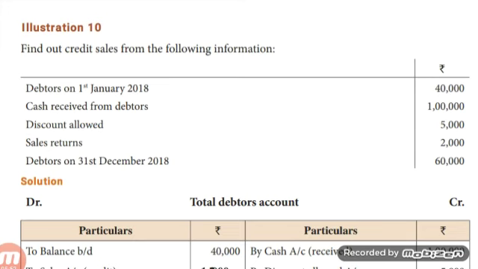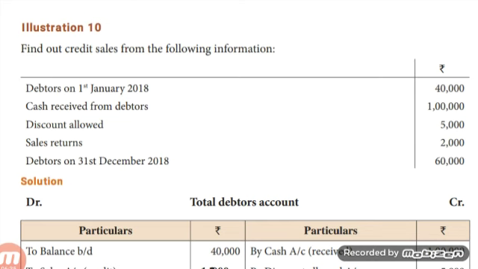Draw the debtors account. Write DR on the debit side, CR on the credit side. First, enter the opening balance as to balance brought down. What is the opening amount? 40,000. Enter that in the amount column. Then write all items on the opposite side, that means on the credit side. By cash received from debtors 1 lakh, by discount allowed 5,000, by sales returns 2,000, by balance carried down 60,000, the closing balance of debtors.